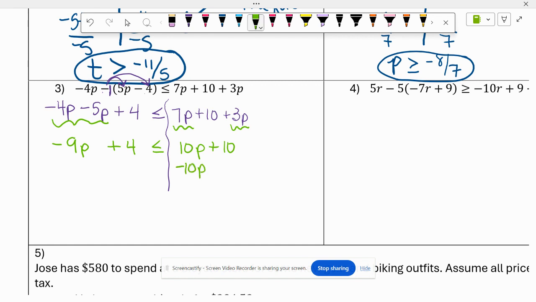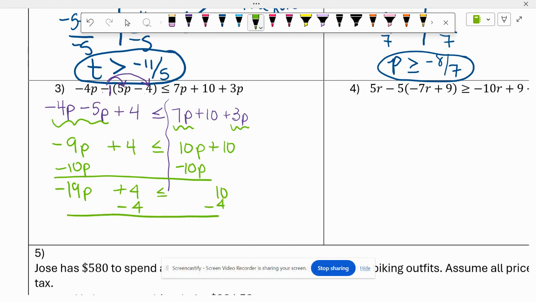Subtract 10p from both sides. So negative 19p plus 4 is less than or equal to 10. All right, Cameron, you're up. It is a 4. Subtract 4 from both sides. So negative 19p is less than or equal to 6. What do you want to do next?